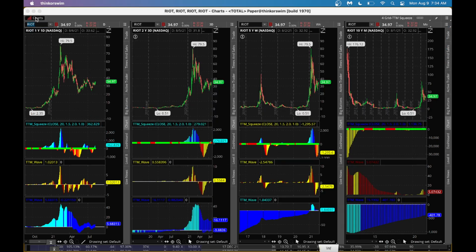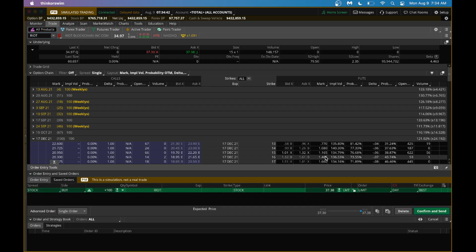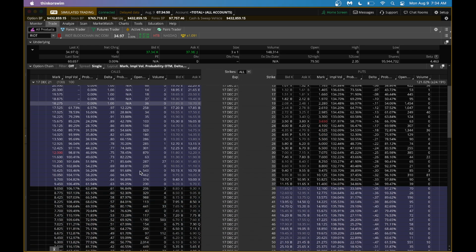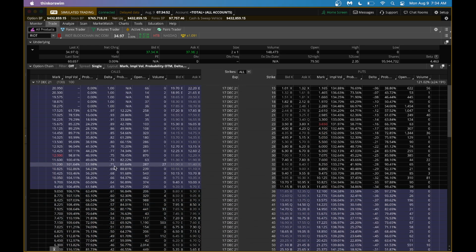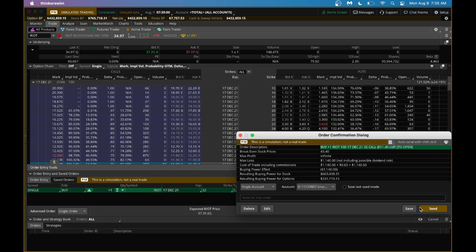We could go to the option chain here, and if you want to buy stock outright, it's a $37 stock, you could just buy some stock and go from there. But if you want to play the options game, I would recommend going at least 130 days out, and you could buy a delta 70 call option outright here, delta 71 in this example. Click confirm and send. So if you do that, you're paying $11.40 and your profit potential is infinite.